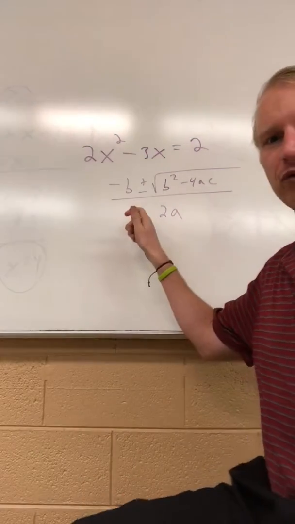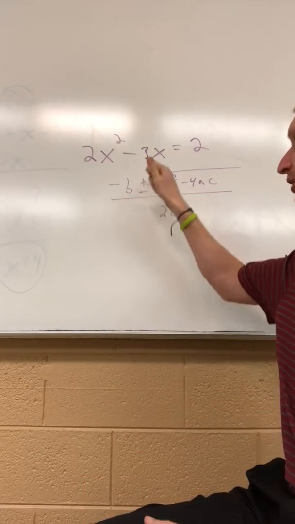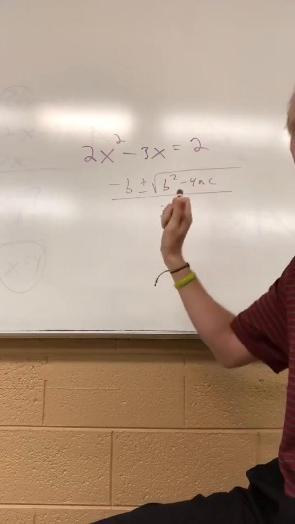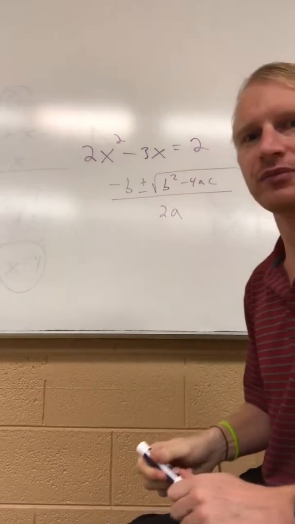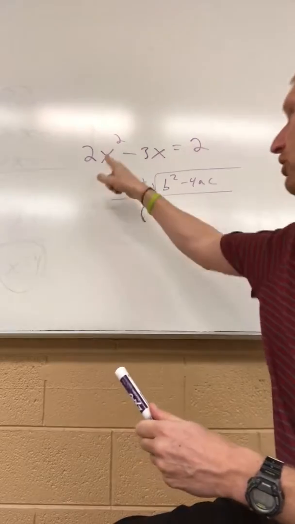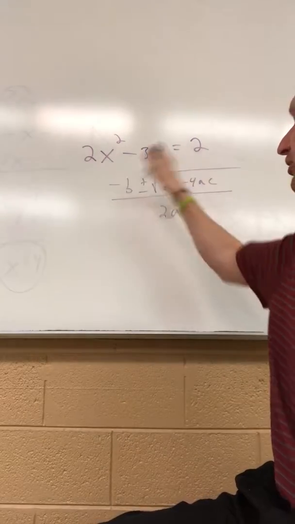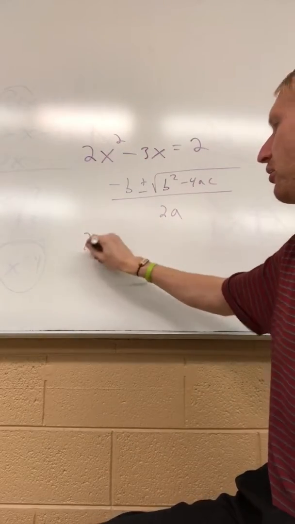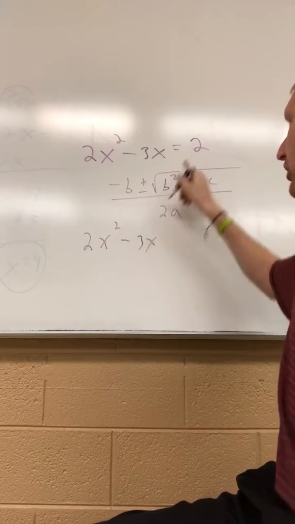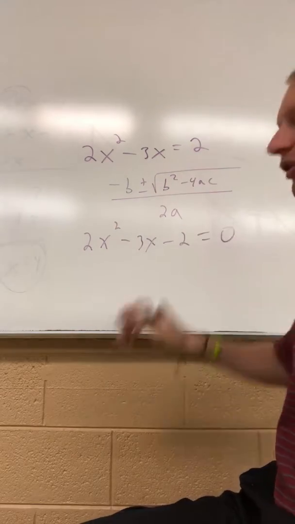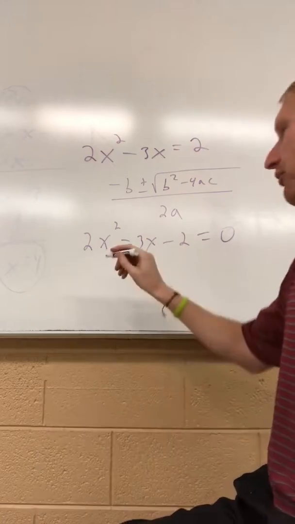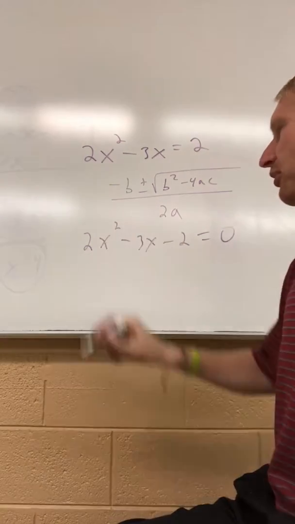So right here you have your quadratic formula: negative b plus or minus the square root of b squared minus 4ac, all over 2a. The first step is setting the equation equal to 0. We're going to do that by subtracting 2 from both sides, and you get 2x squared minus 3x minus 2 equals 0. Then you identify your a, b, and c to put into the formula.